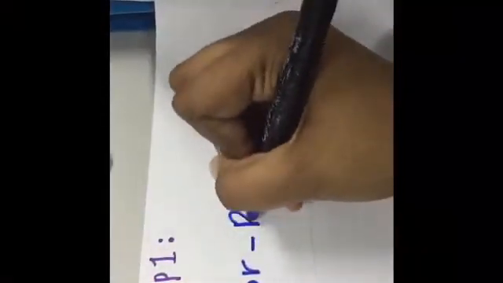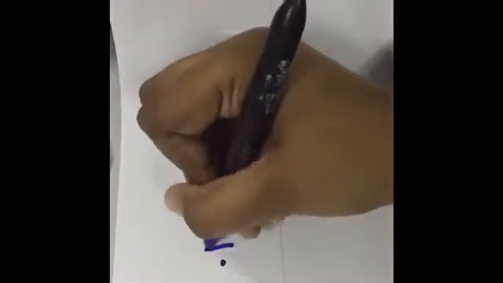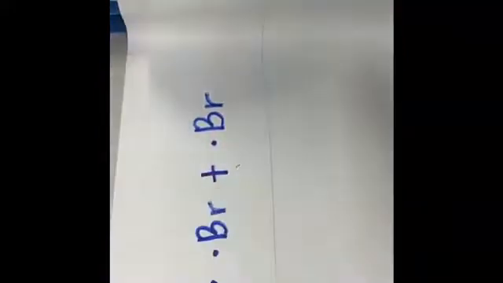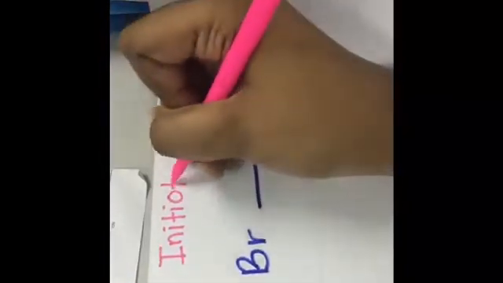So, to write the mechanism, we have three steps. The first step is initiation, the second step propagation, and the third step is termination. For the first step, Br2, we break the bond to Br dot and Br dot. To break the bond of Br2, we must show the half-headed arrow from the bond to the Br.